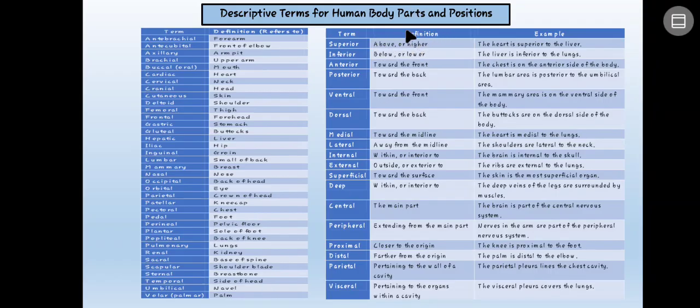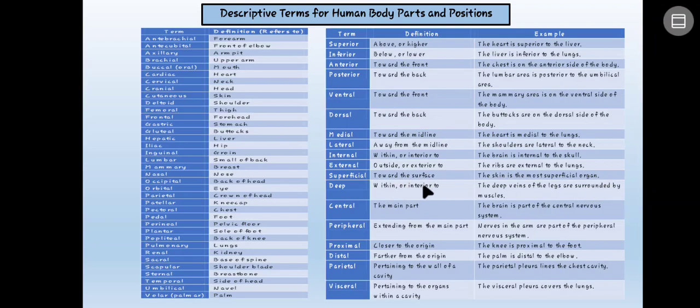Okay, good. So these are some further examples. So superior, inferior, below; anterior towards the front, posterior towards the back; ventral, dorsal towards the back; medial towards the midline, lateral away from the midline; internal meaning within, external meaning outside. The brain is internal to the skull, and the ribs are external to the lungs. Superficial means towards the surface. The skin is the most superficial organ.